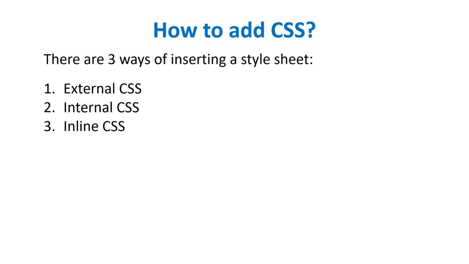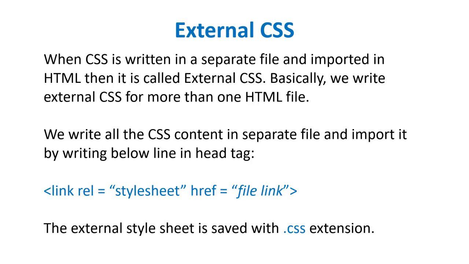There are 3 ways of inserting a style sheet: external CSS, internal CSS, inline CSS. When CSS is written in a separate file and imported in HTML, then it is called external CSS. Basically, we write external CSS for more than one HTML file. We write all the CSS content in a separate file and import it by writing the below line in the head tag: link rel="stylesheet" href="file link". The external style sheet is saved with .css extension.